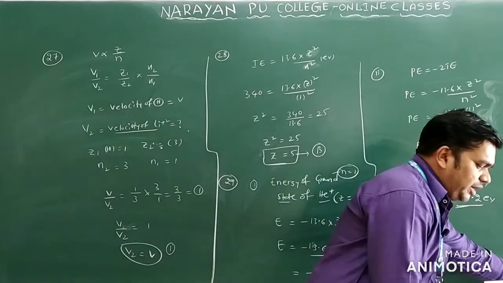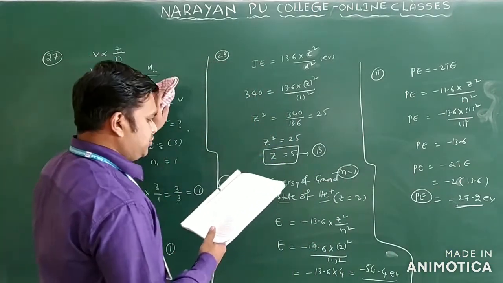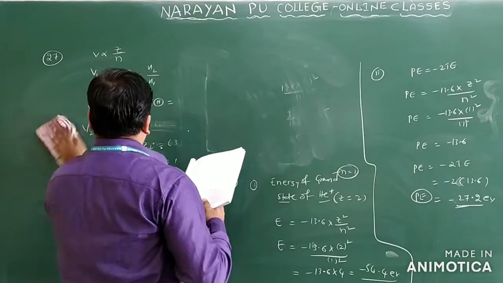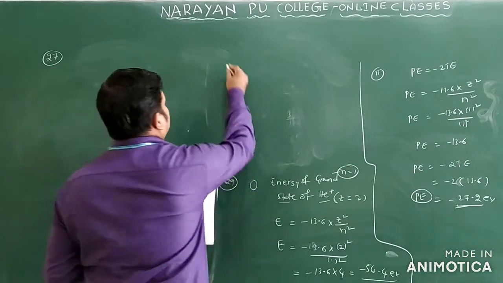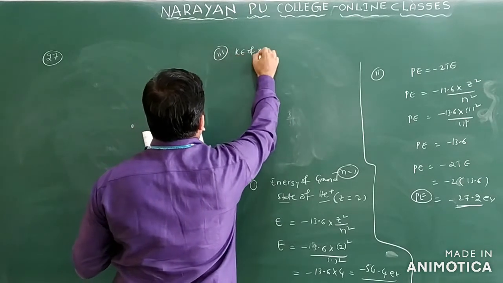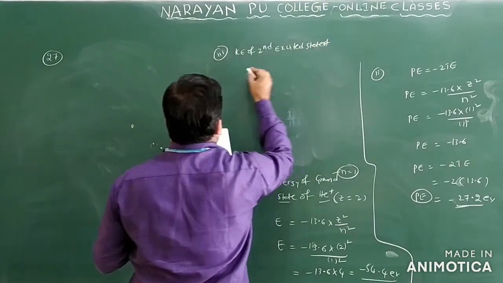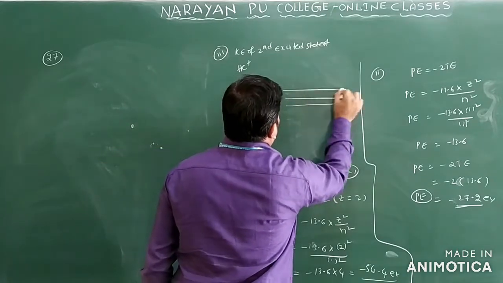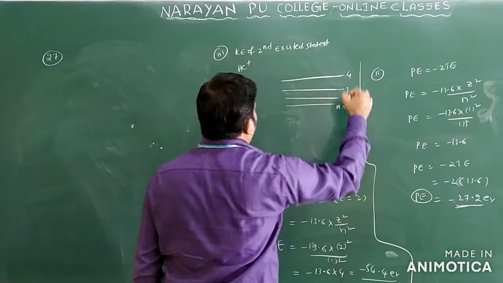And go through the third option we have. What is the third option given? Kinetic energy of the second excited state of He plus 1. Second excited state of which one? He plus 1. Clear? Now we see this one. These are the different energy levels only. This is n is equal to 1, this is 2, this is 3, and this is 4 only.